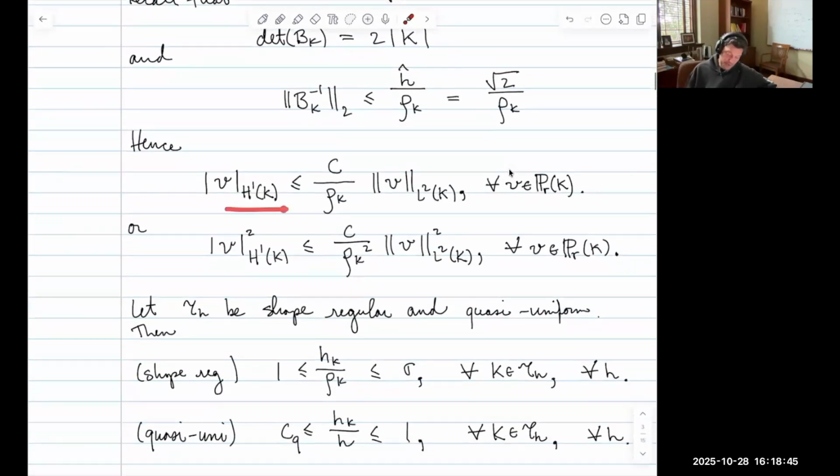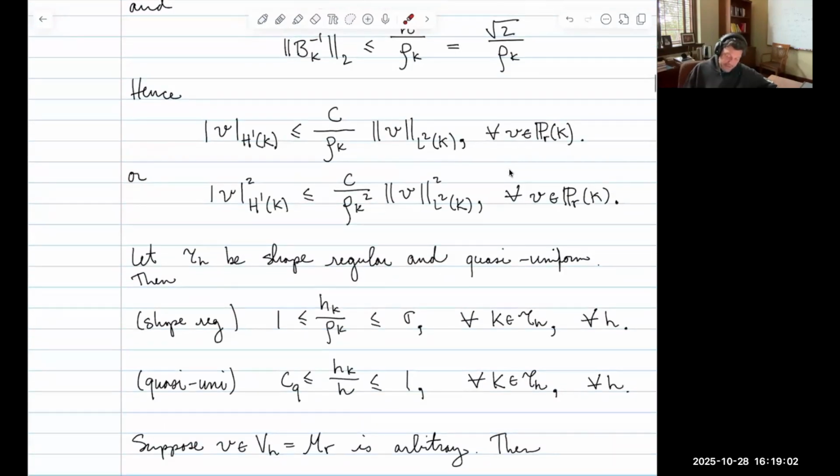Let's square this once again. The c squared is just another constant. Notice that generic constants I'm just going to call c. I'm not going to worry about those, or track their exact values. And this still holds for an arbitrary function in P_r(K), that's a polynomial space of degree at most r, on the particular small triangle that I'm interested in.